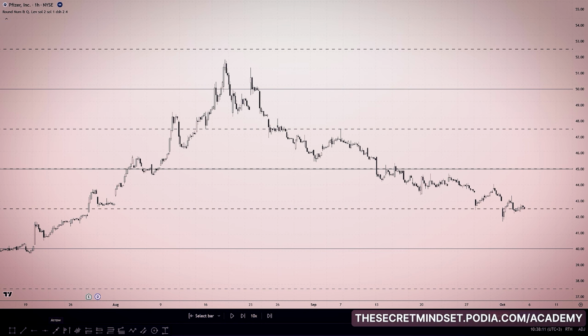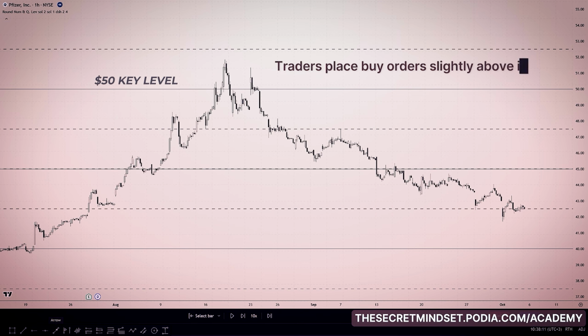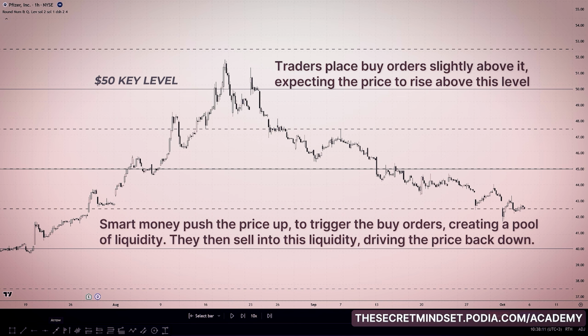For instance, if there's a round number at a $50 level, many traders might place buy orders slightly above it, expecting the price to rise above this level. The big boys might push the price up to trigger these buy orders, creating a pool of liquidity. They can then potentially sell into this liquidity, driving the price back down.